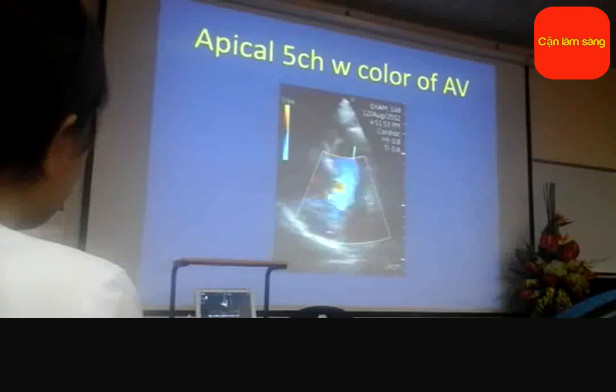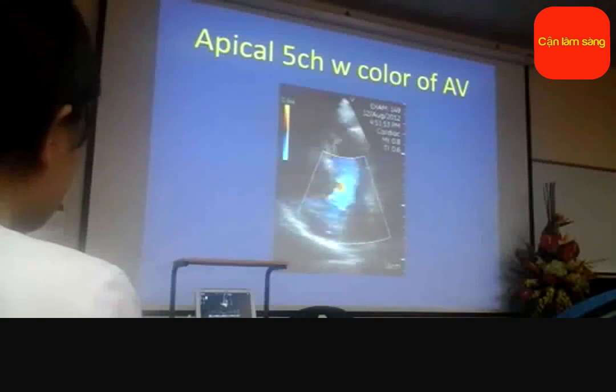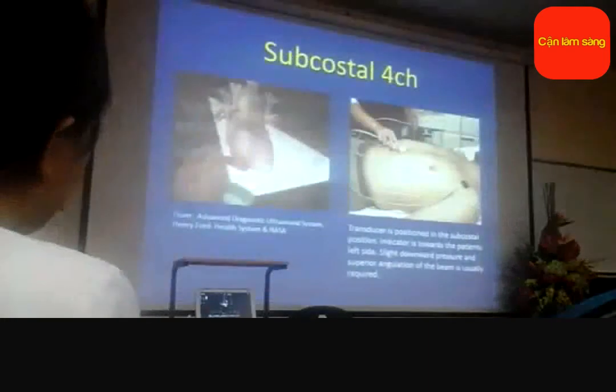So here is just looking at normal flow going systole out the aortic valve. And the last window or position is subcostal.